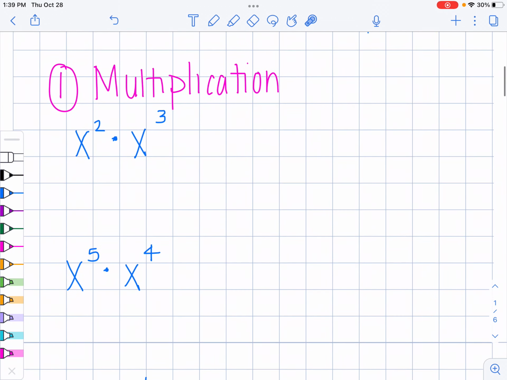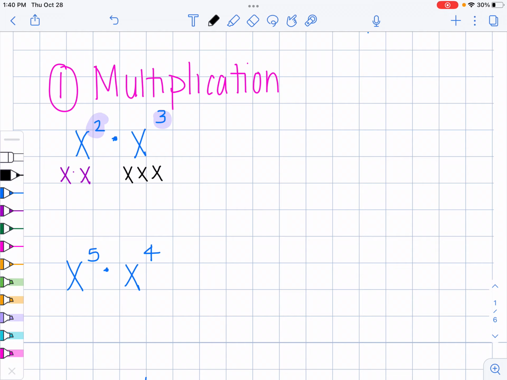Okay. So the first rule that we have is multiplication. Before I tell you what the rule is, I want to go through what this first problem even means and break it down, and then we'll talk about what the rule says. So what does it mean to be x squared? X squared means x times x. X, the base, multiplied by itself 2 times, because that's my exponent. So x to the 3rd power means I'm going to take my base x and multiply it 3 times because my exponent is 3.